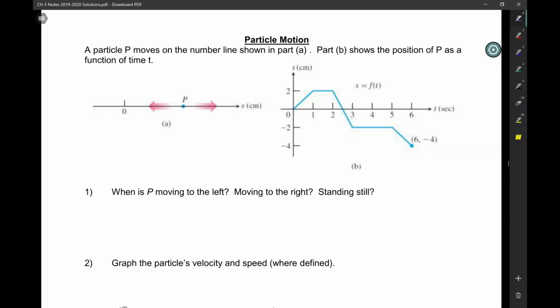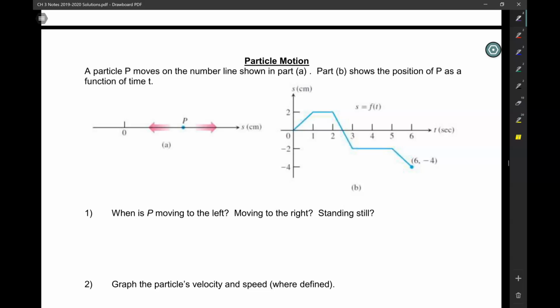A particle P moves on the number line shown in part A. Part B shows the position of P as a function of time. So this is the actual motion. This is like there's a little bead going back and forth here. Somebody graphed it here. There is an actual particle here moving, like a little car moving back and forth. This is a graph.